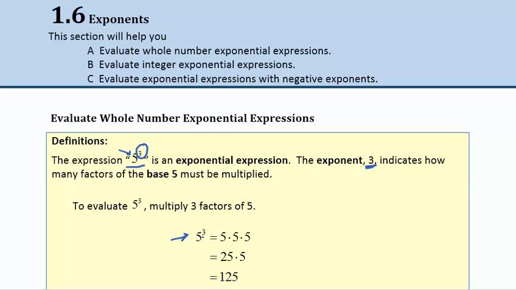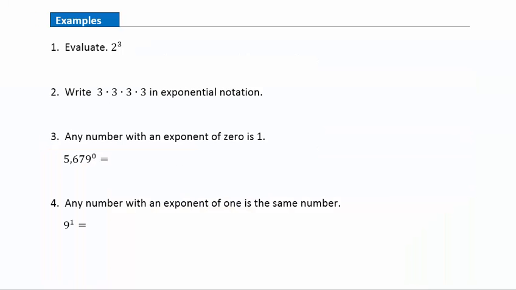Well, 5 is our base, so I'm going to take 5 and multiply it together with 3 of those factors. We start by multiplying 5 times 5, which gives me 25, and then I take the 25 times 5 again to give me a final evaluated answer of 125. Now let's take a look at some examples that will help you understand how to evaluate an exponential expression. Example 1, we're asked to evaluate 2 to the third power.